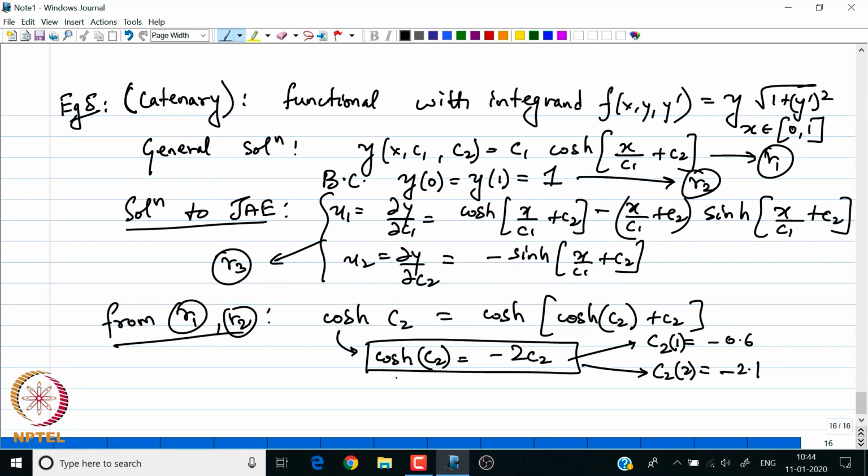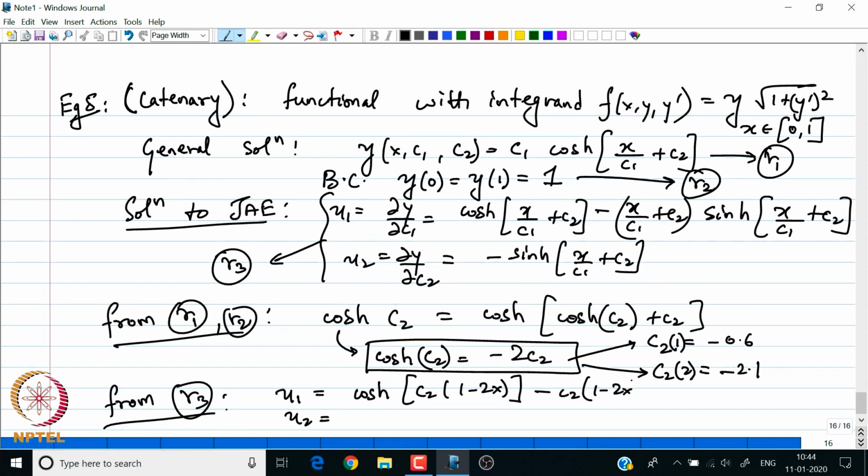Now, we can substitute these values of the constants into our Jacobi accessory equation. From my R3, I am going to get my Jacobi accessory equation solution as follows. U1 is equal to cos hyperbolic of C2 times 1 minus 2x minus C2 times 1 minus 2x times sin hyperbolic of C2 times 1 minus 2x, and my second solution is minus sin hyperbolic of C2 times 1 minus 2x.